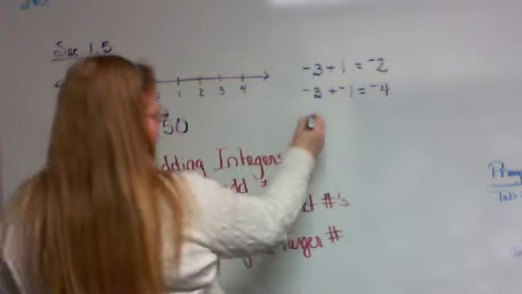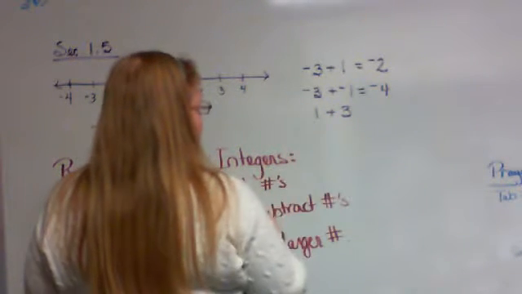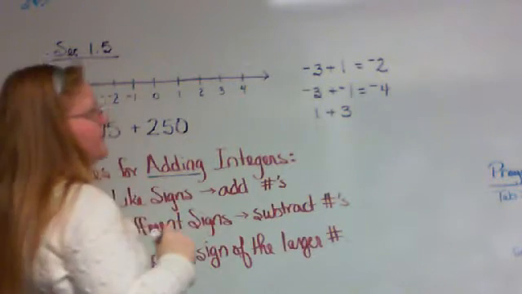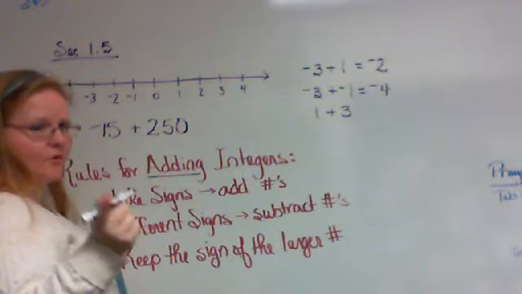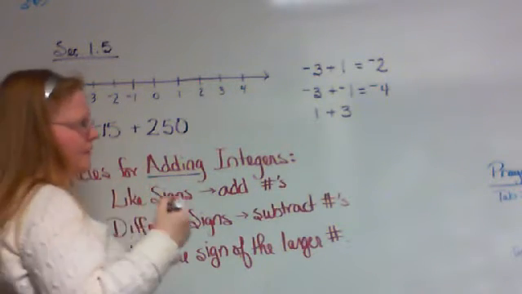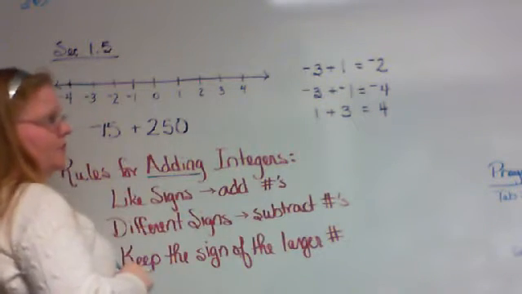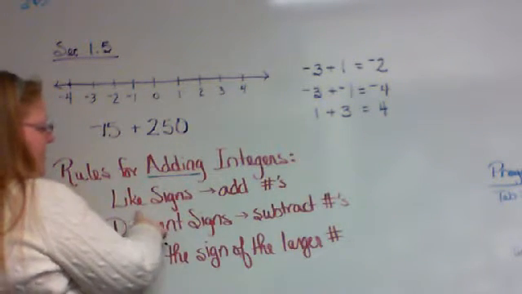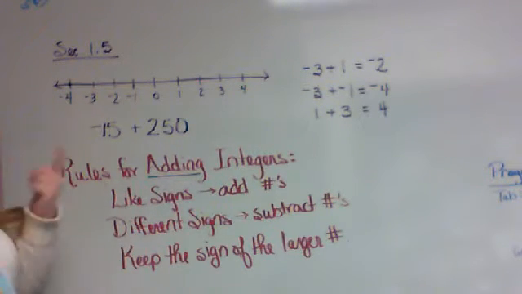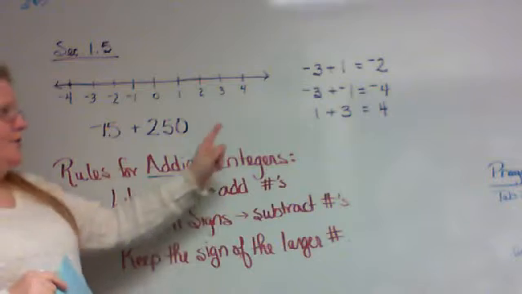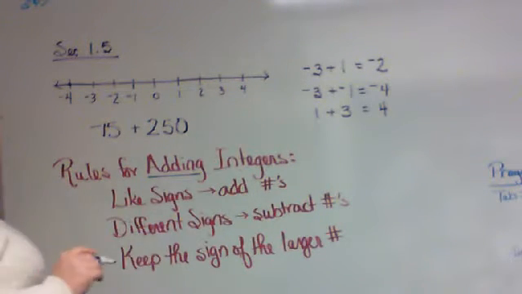What if I had them in the other order? What if I had 1 plus 3? Well, that's pretty simple. 1 plus 3 has always been 4. It was that way back before any of this ever happened. Even your mom knew that 1 plus 3 was 4. That's because they have like signs. They're both positive. So that means we add the numbers. And we keep the sign of the larger number. Our larger number is still the 3. And right now it's positive. And that's why it's going to be a positive 4.